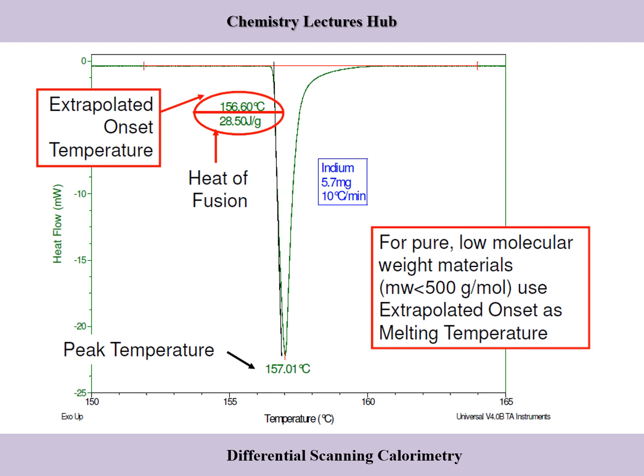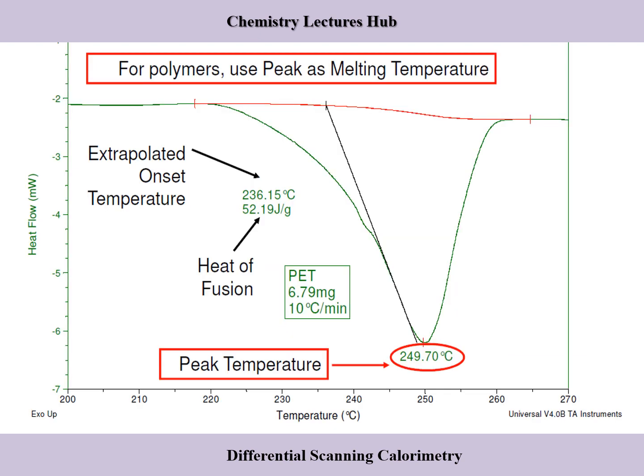For pure low molecular weight materials, with molecular weight less than 500 grams per mole, we use the extrapolated onset as the melting temperature. Here on this slide, the extrapolated onset temperature is 156.60 degrees centigrade and the peak temperature is 157.01 degrees centigrade. For polymers, use the peak as the melting temperature. Here on this slide, the peak temperature is 249.70 degrees centigrade.